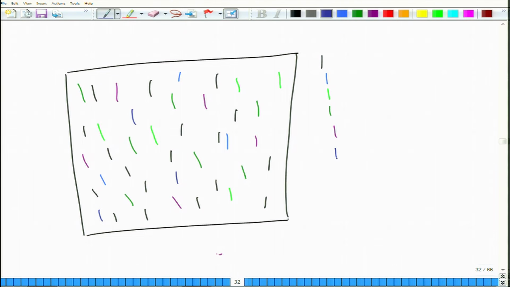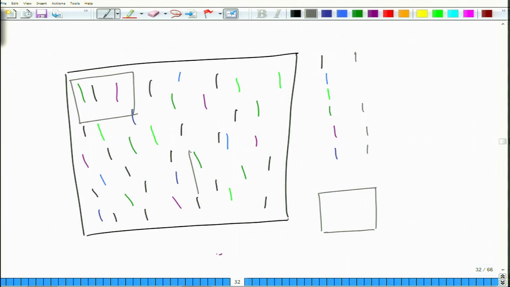Now, let us take a quadrate. When we are talking about a quadrate, we are taking a fixed size sample from this particular community. So, let us say that we are taking a quadrate here. Now, in this quadrate you found one of light green, one of black, one of purple and one of dark blue.